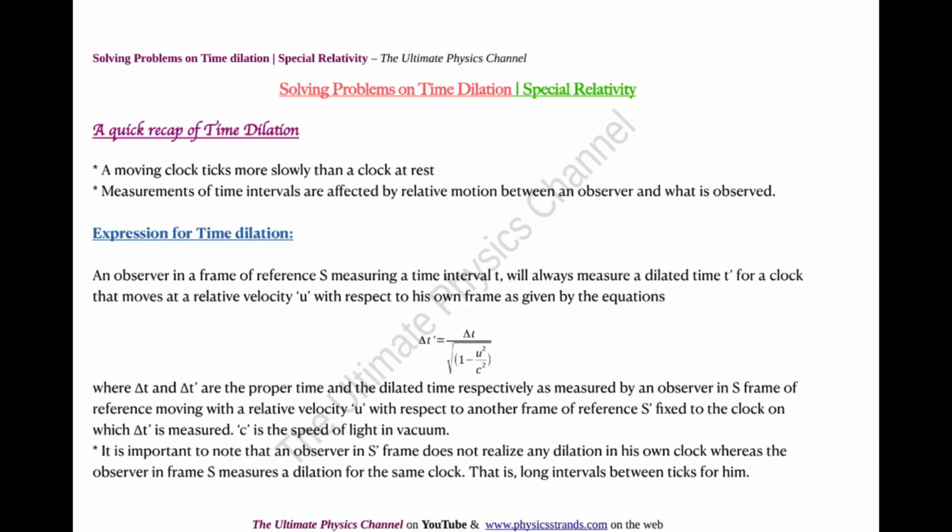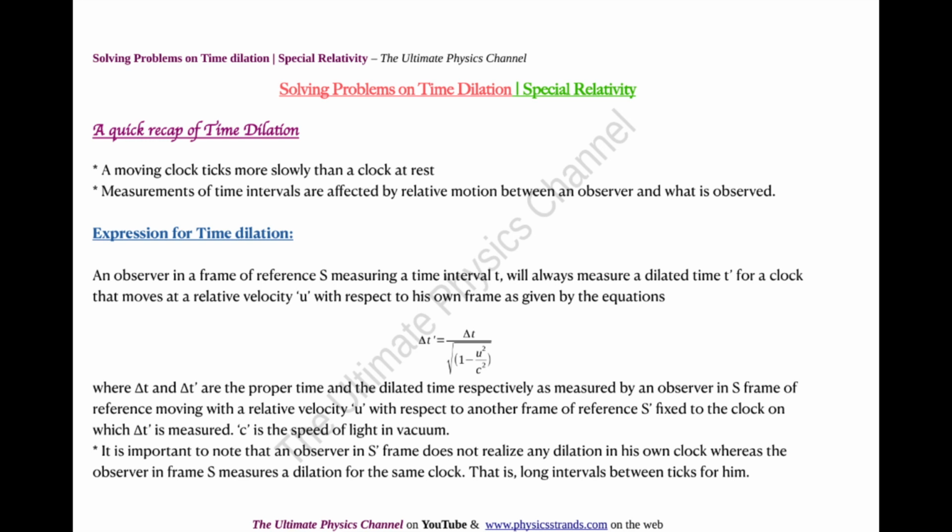The topic of this video is solving problems on time dilation. We know that time dilation is one of the fundamental effects of the special theory of relativity. Let us do a quick recap of the concept of time dilation before we solve some problems on the topic.